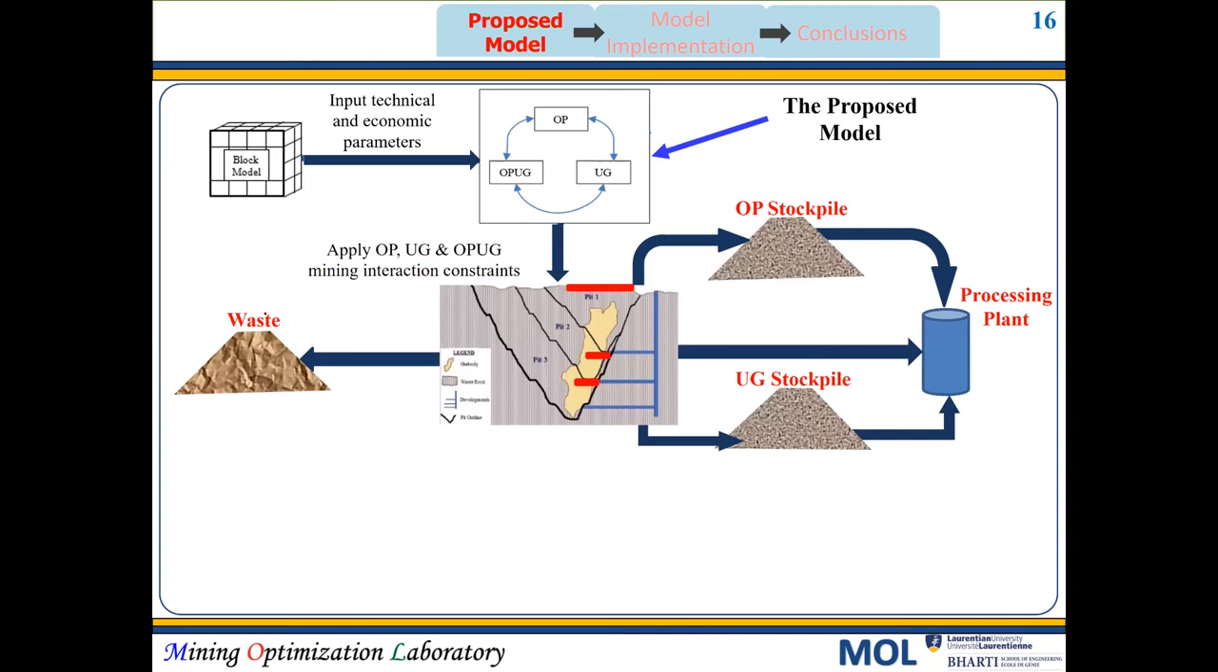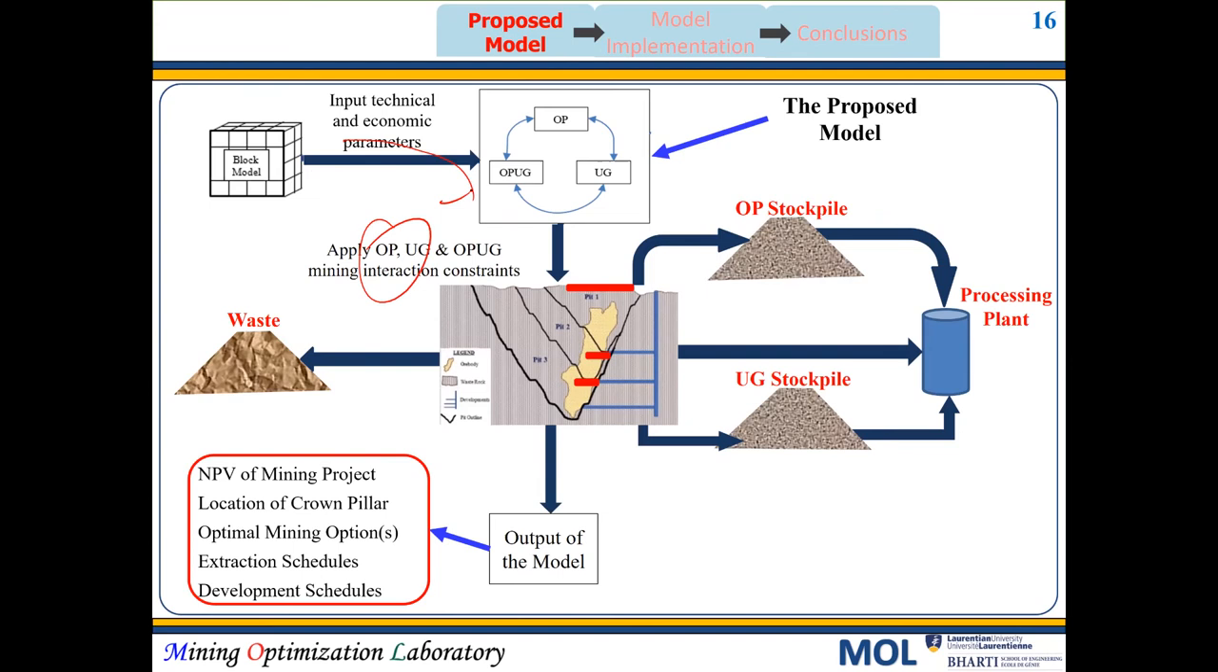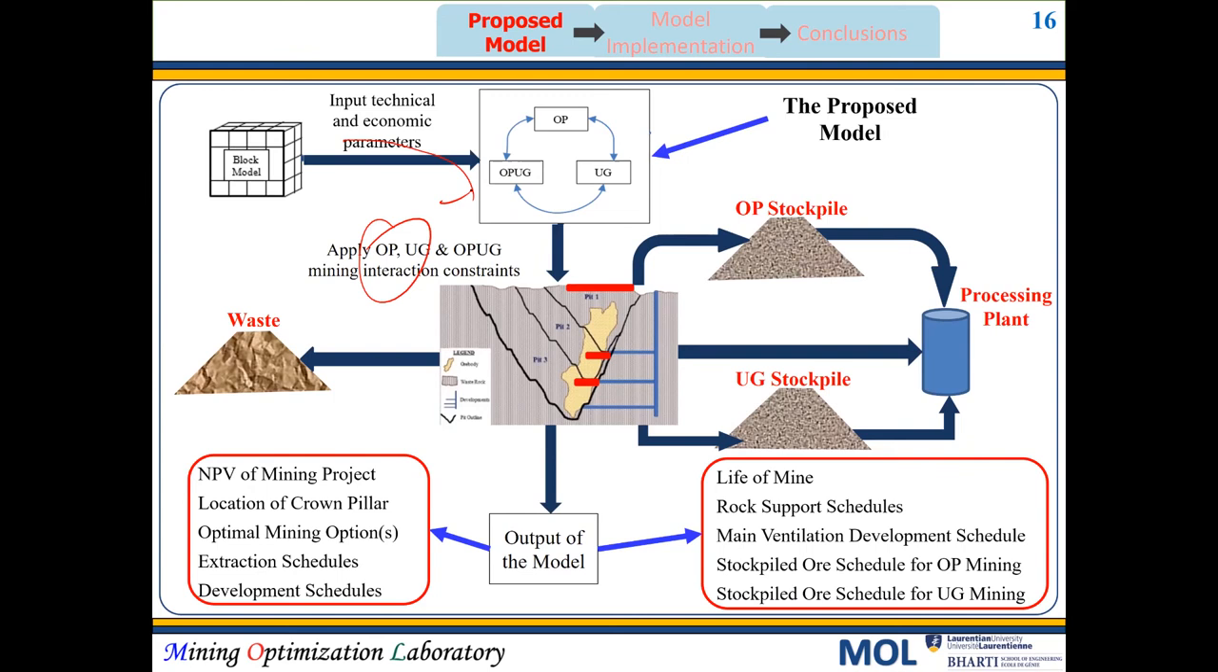So with this proposed model, basically some of the inputs that we try to put in here will be the interaction between the open pit and underground operation to make sure that the mining system is practical. You feed it with your block model as well. And then you also have to have constraints to control or to generate your stockpiling as well as your processing schedule. Now, in terms of the output, you'll be generating your NPV for the project, as well as the location of the crown pillar, the extraction schedules for both processing and development, as well as any geotechnical schedules in terms of rock support.